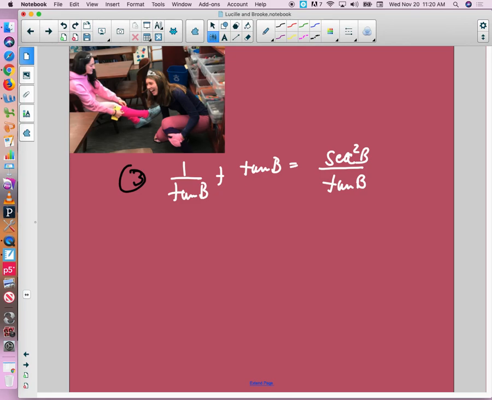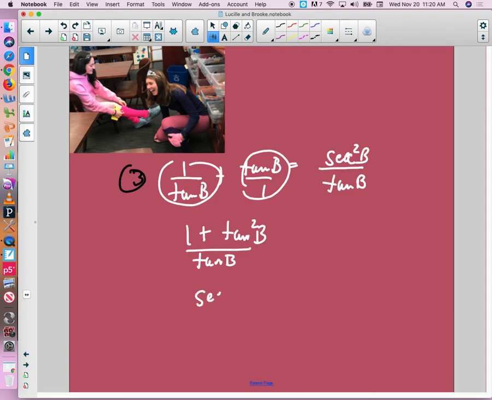So I want to add fractions like Danielle and I did this morning, so I'm going to get a common denominator. Common denominator is tangent. This one already has tangent in it. What will this one become? Tan squared, and you're done, aren't you? What's 1 plus tangent squared? Secant squared over tangent. Done.